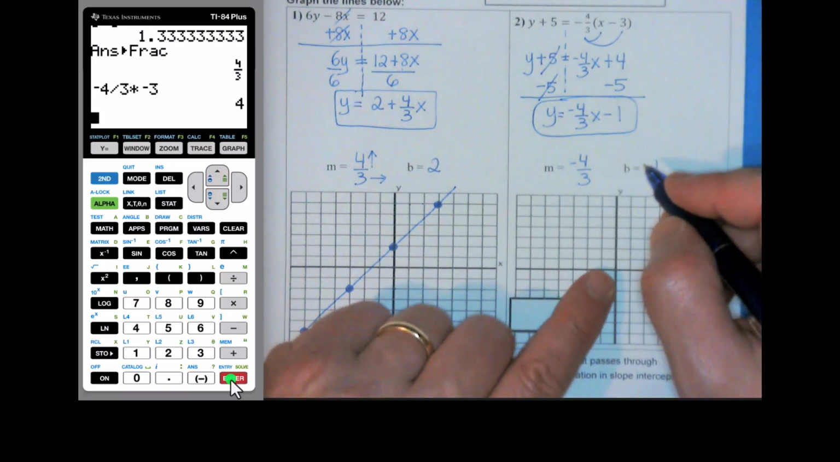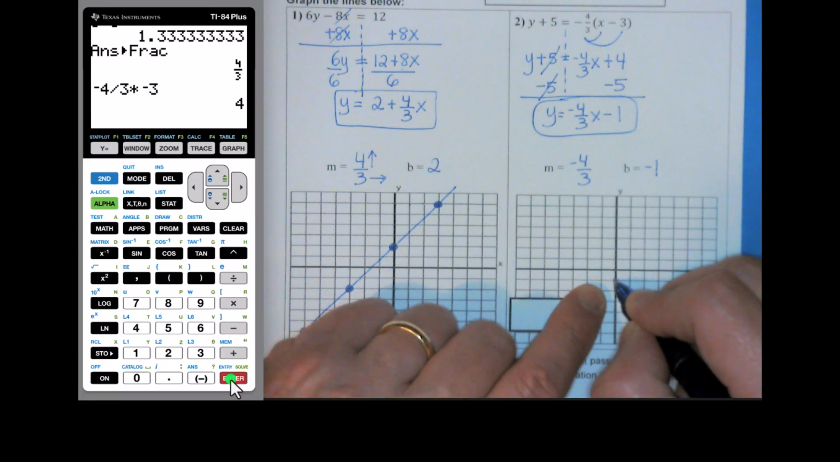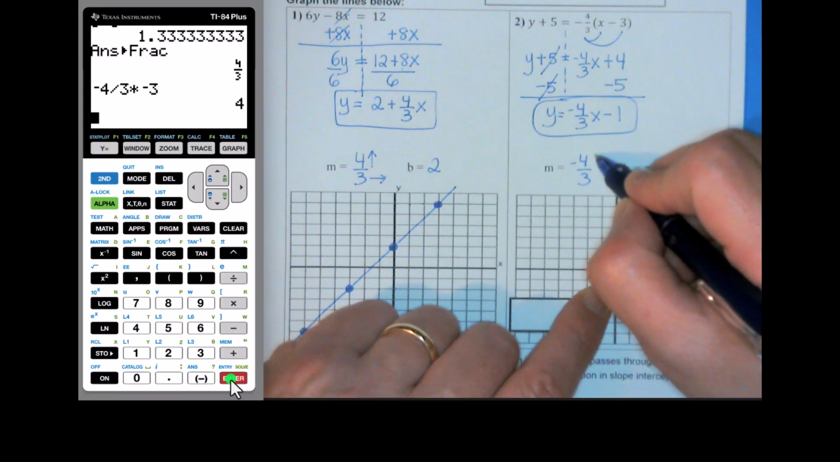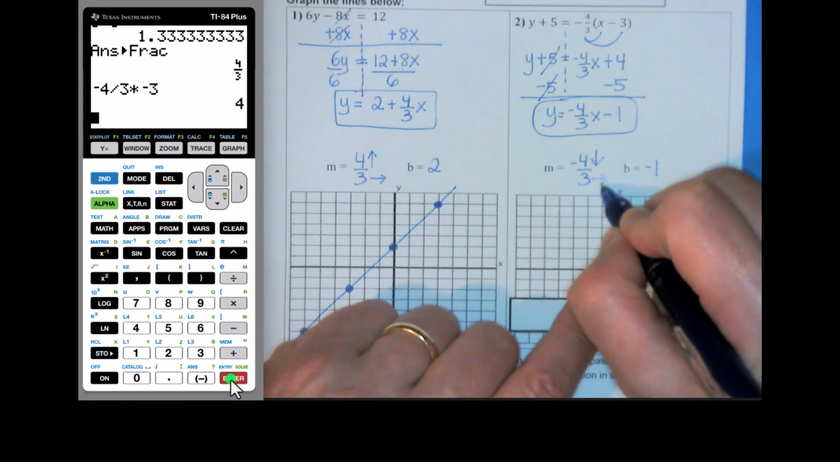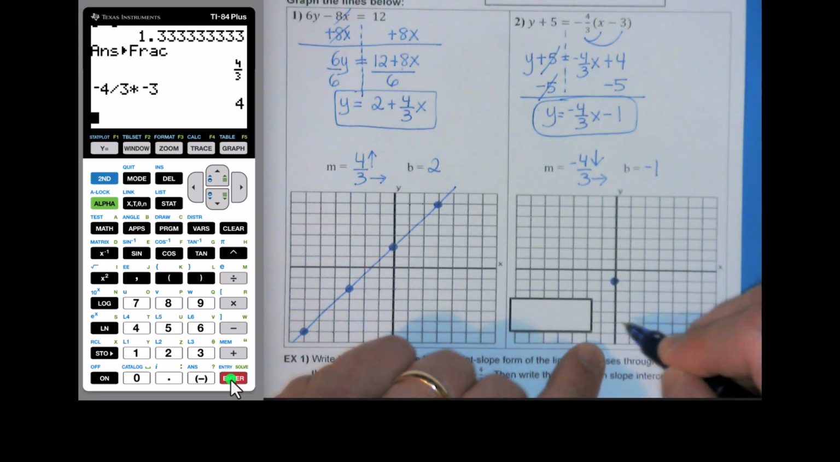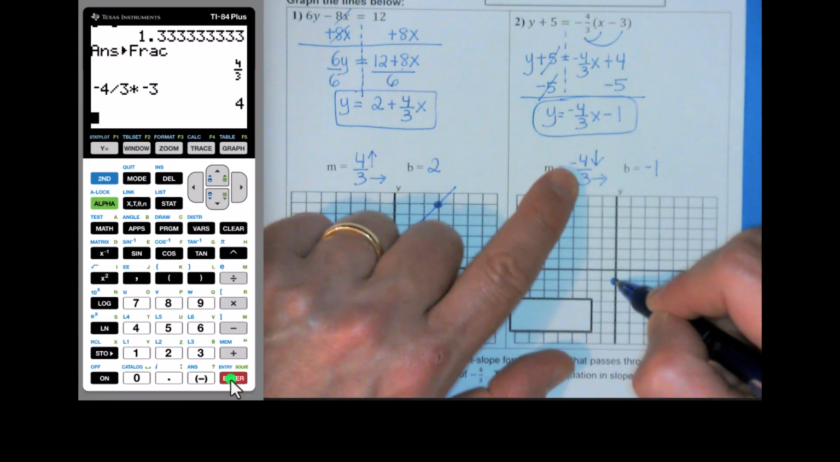Now remember, you always start your graph at the y-intercept, which in this case is negative 1, and then look at the slope. The slope is negative, so I'm going to go down 4, and I always go to the right. So down 4, right 3. Cannot go down anymore, so I go back to the starting point and I'll do the opposite.